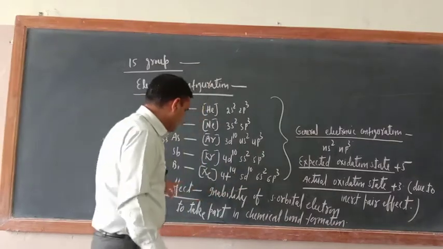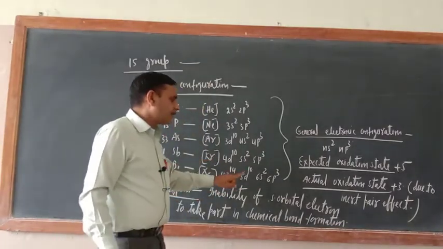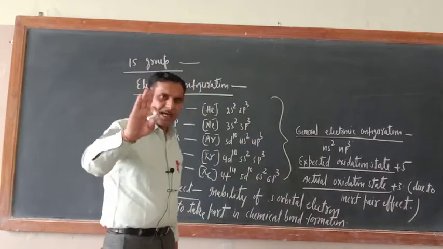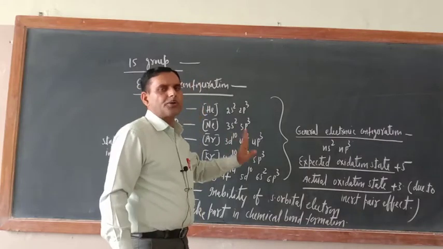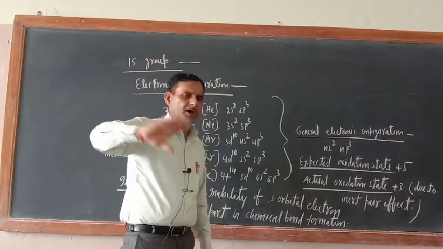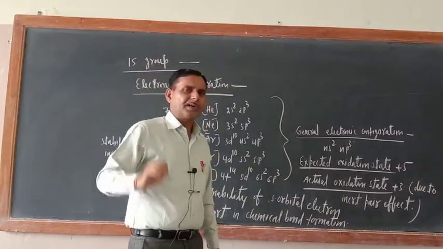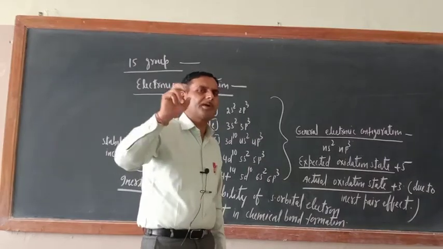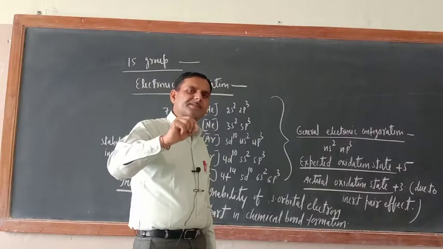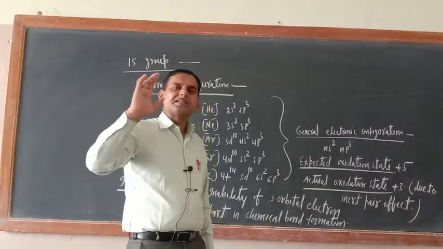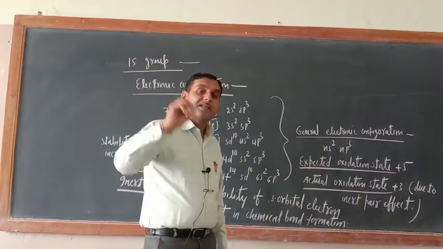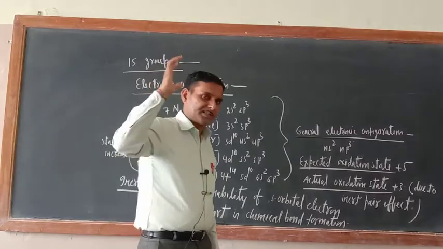What is the inert pair effect? I wrote here: inability of s orbital electrons to take part in chemical bond formation. Last year in 11th class I taught you the inert pair effect. In all the groups of the P block, the general electronic configuration is: 14th group ns2np2, 15th group ns2np3, 16th group ns2np4, 17th group ns2np5, 18th group ns2np6.